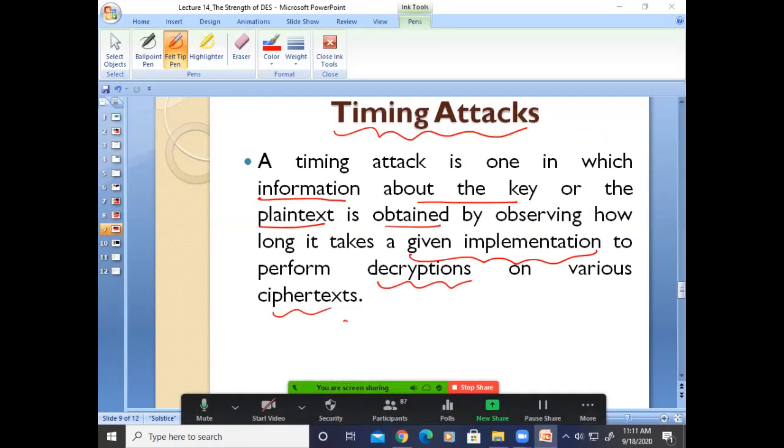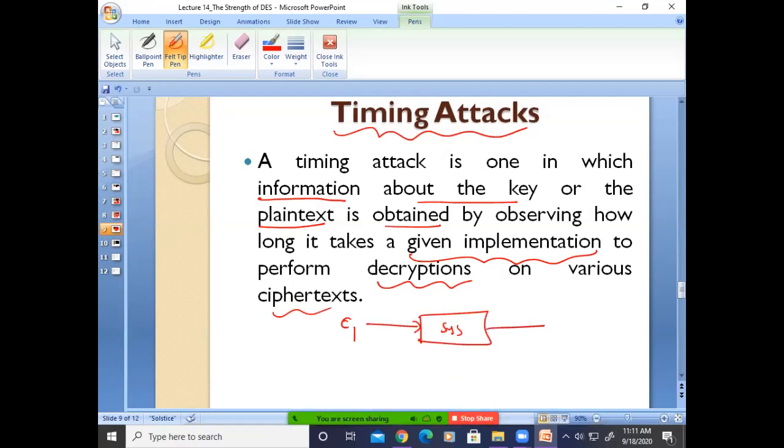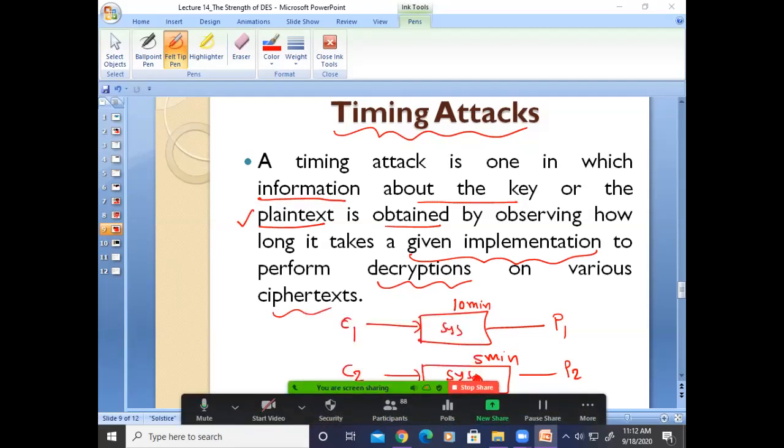Suppose for ciphertext 1, this is the system and it is converting it to plain text. It may take, suppose, 10 minutes, as an example. For ciphertext 2, for decrypting this, the same system may take 5 minutes. This is just an example. So for different ciphertexts, the implementation is taking different times. By observing those, there may be a chance of knowing the key or plain text. That is called a timing attack.